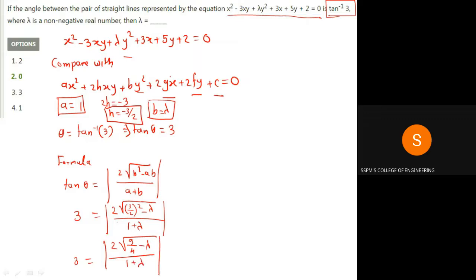So see, this is a positive value, so we can cancel this modulus. That is, 3 is equal to 2 root. See, we will now solve this part. 4 into lambda is equal to 4 lambda. So 9 minus 4 lambda divided by 4, whole divided by 1 plus lambda.